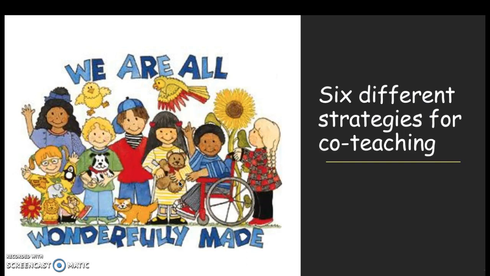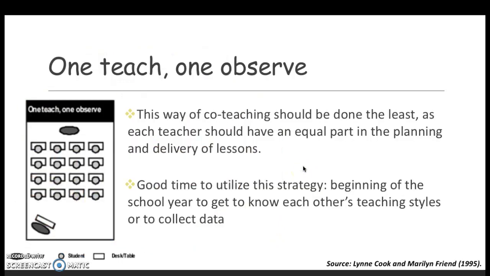Now we're just going to go into 6 different strategies for co-teaching. These are just different ways that co-teachers can teach their class. The first one is one teach and one observe. This is one of the strategies that should be done the least, as the co-teachers should have an equal part in the planning and the delivery of the lessons. One or two times would be enough to utilize this strategy, such as at the beginning of the year, so the students get to know each teacher's teaching style, or to collect data. Those would be great times to utilize one teach, one observe.